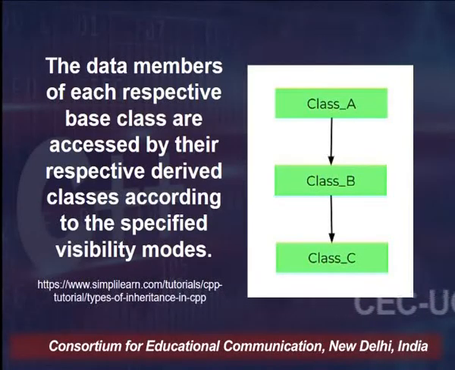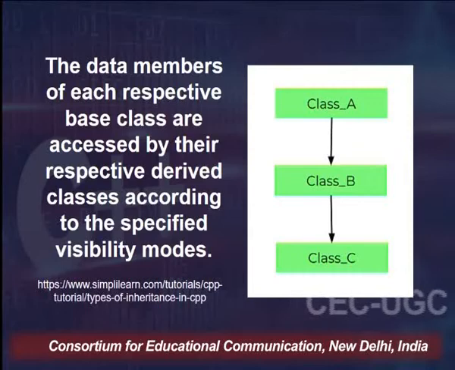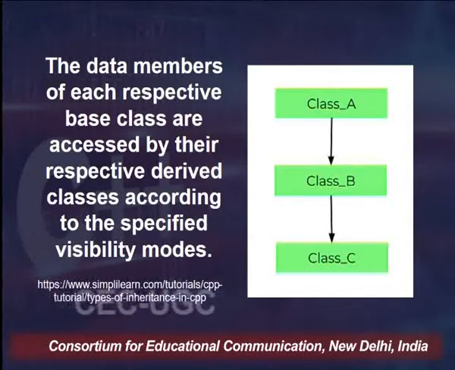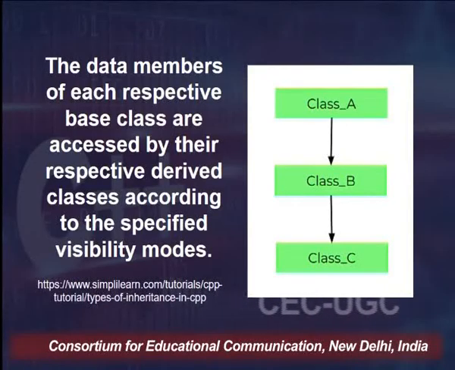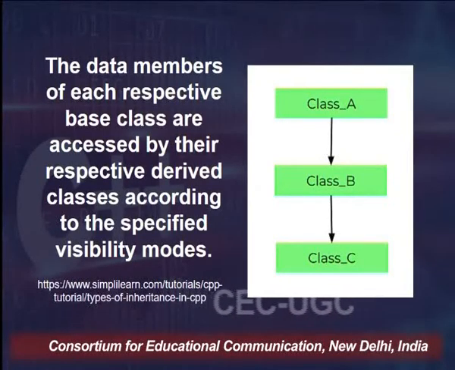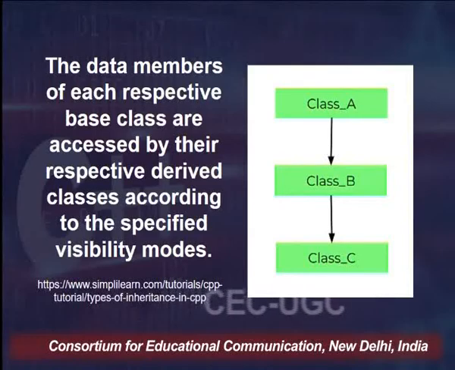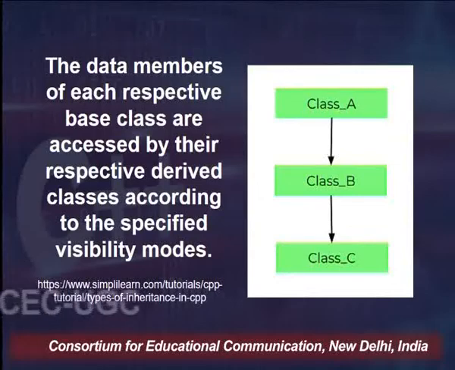So we have to be very careful here about the middle level class, I can say class B here, what all content this class is having and under which section. So class C is allowed to take what and under which scenario, or we can say the data members of each respective base class are accessed by their respective derived class according to the specified visibility modes. So it is not only visibility modes, but we have to be very careful with what members are present in what section, because here it is also about the members which B has inherited from class A as well.